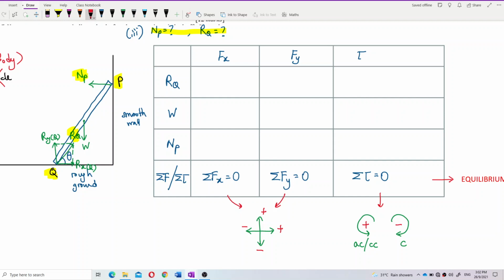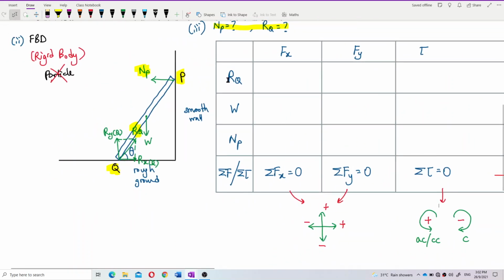So we know that RQ has Rx. We only look at the X component. RQ has Rx, Rx is to the right, and to the right is positive. So we write it as positive. We put it as RxQ.